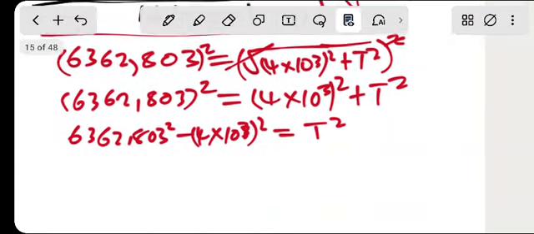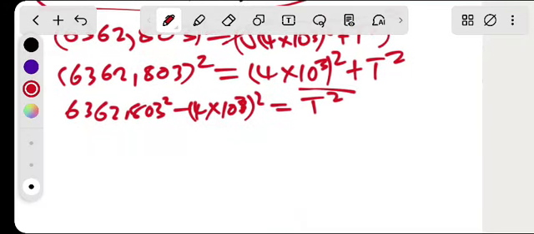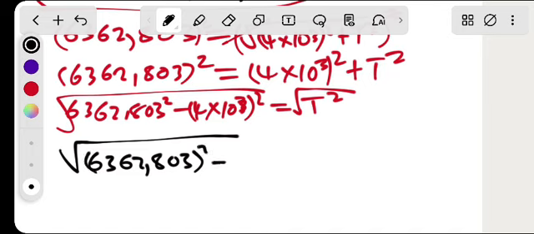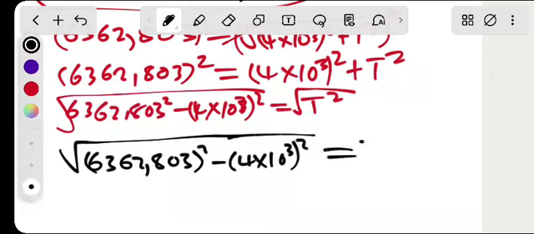To make this simple, I take the square root of both sides. So here I'll have the square root of 6362.83 raised to the power of 2 minus 4 times 10 to the power of 3 raised to the power of 2, like that. It's equal to T. What is our maximum torque there? Punch the calculator.